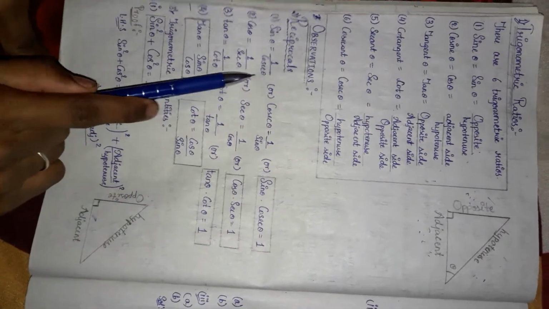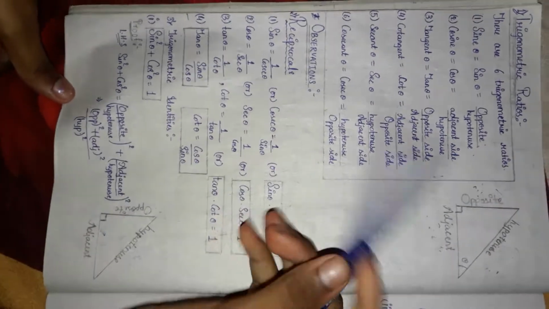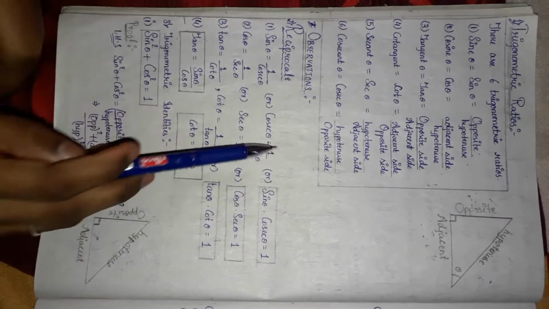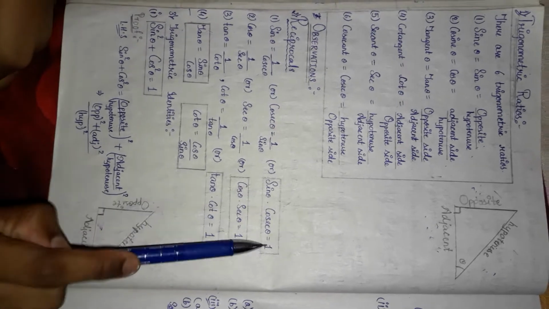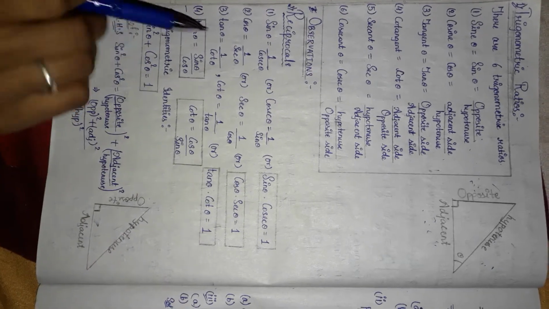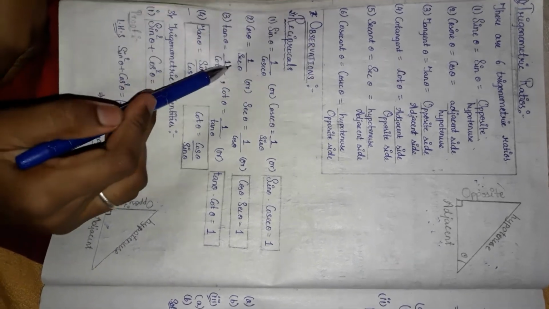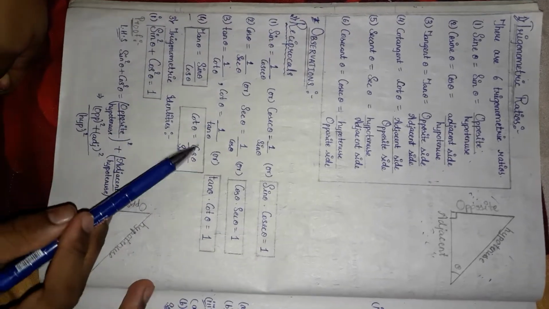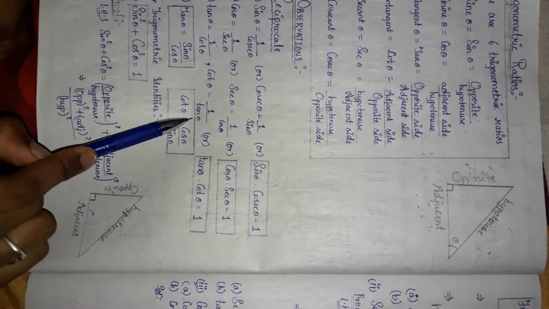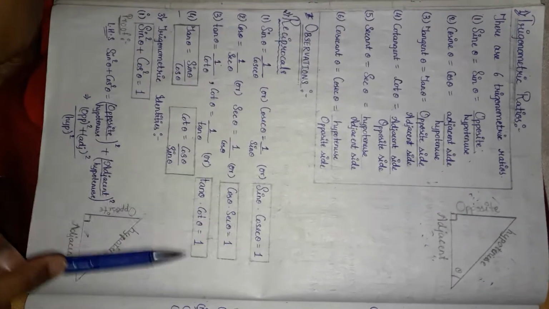Sin theta is equal to 1 by cosec theta. Cosec theta is equal to 1 by sin theta. Or we can write this formula also: sin theta into cosec theta is equal to 1. Next, cos theta is equal to 1 by sec theta, that is sec theta is equal to 1 by cos theta. We can write this formula as cos theta into sec theta is equal to 1. Tan theta is equal to 1 by cot theta. Cot theta is equal to 1 by tan theta, or tan theta into cot theta is equal to 1.